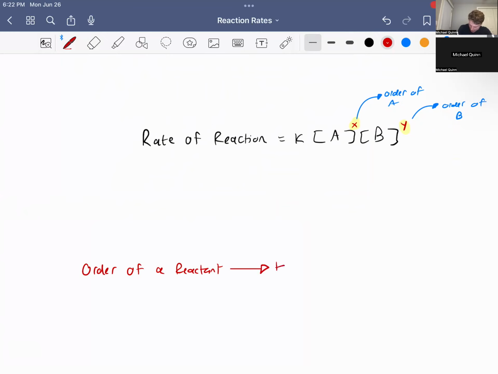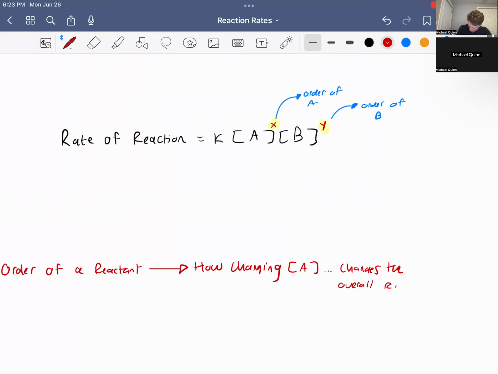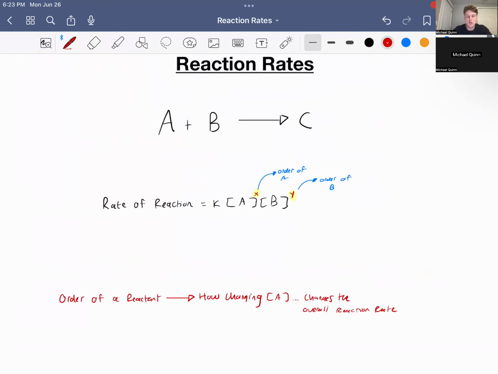It will tell us how changing, say we were trying to calculate the order of reactant A, the order would tell us how changing the concentration of A will change the overall reaction rate. So if we change the concentration of A, we need to see how that will affect the rate of the reaction. Once we determine how that works, we will know the order of A.